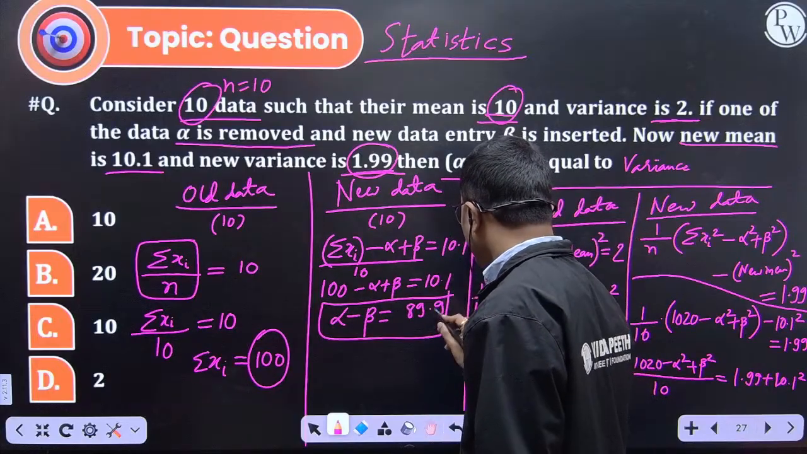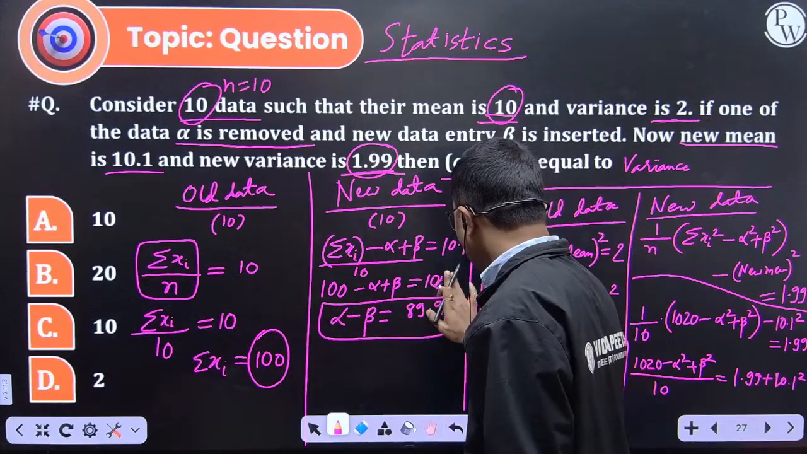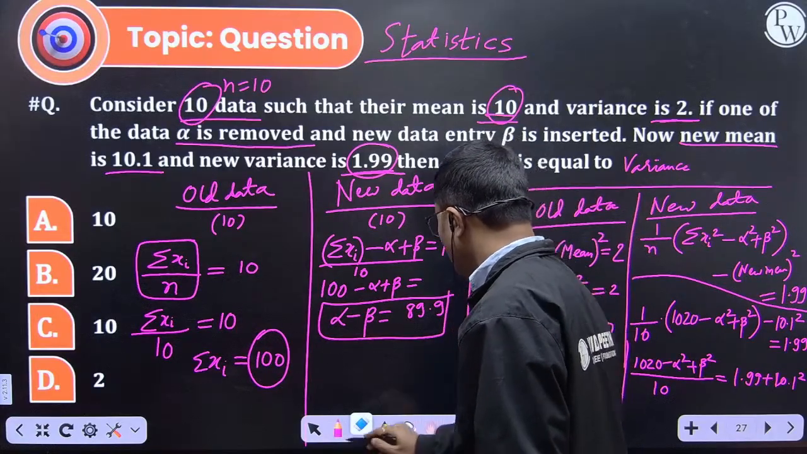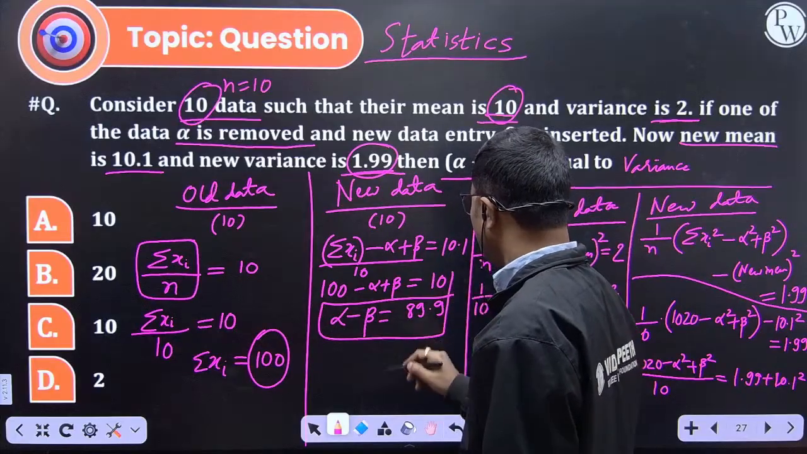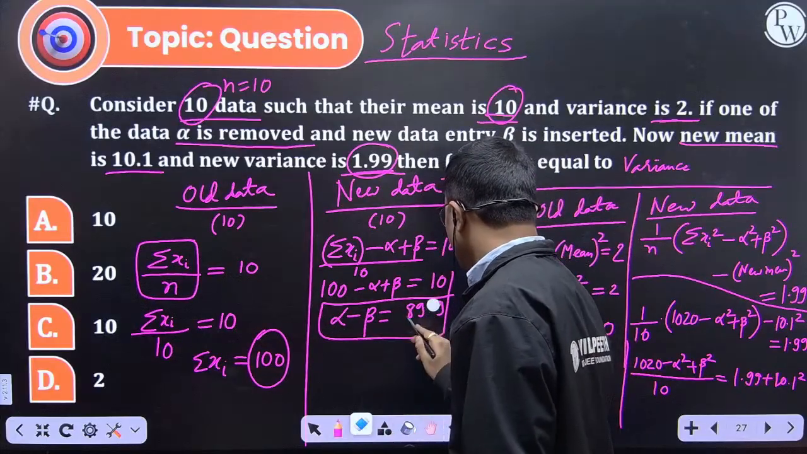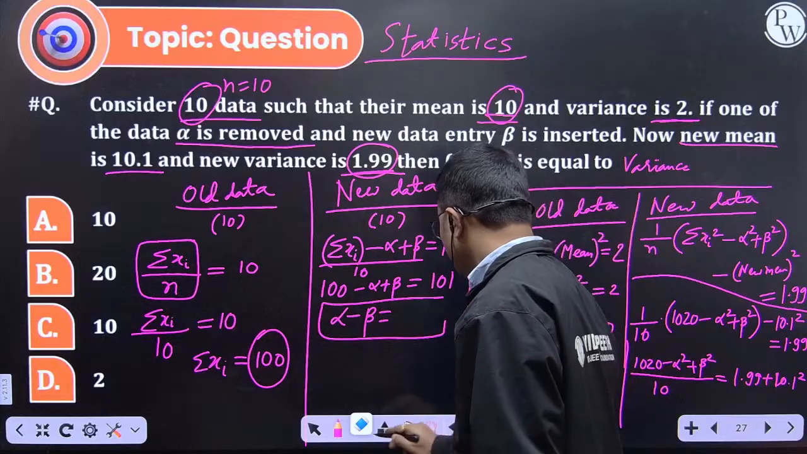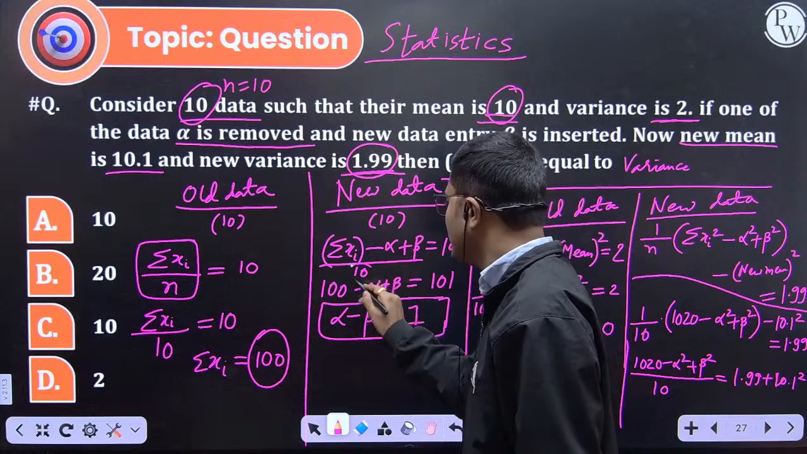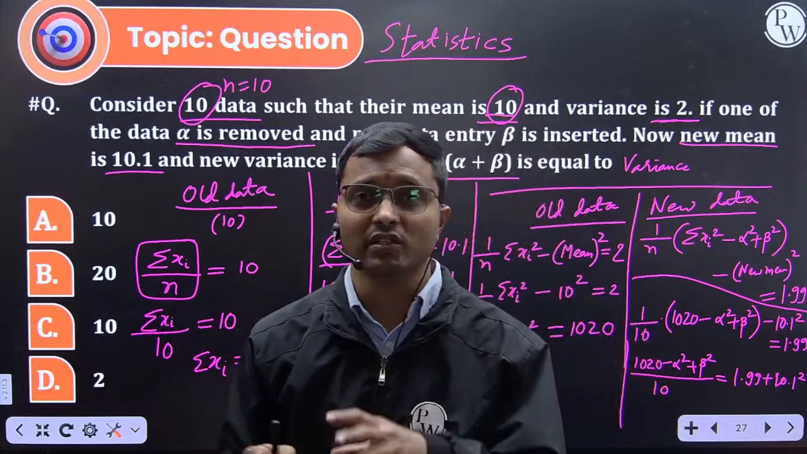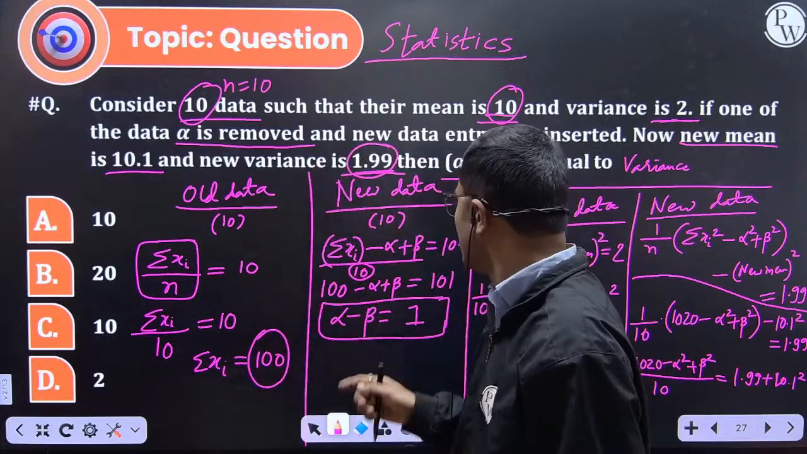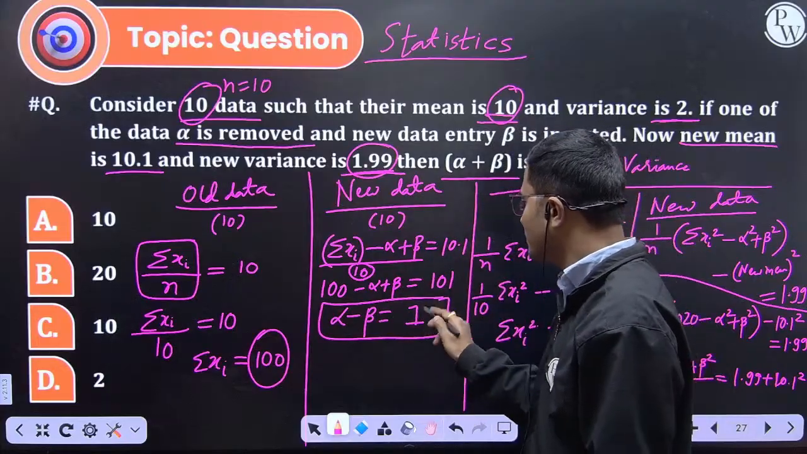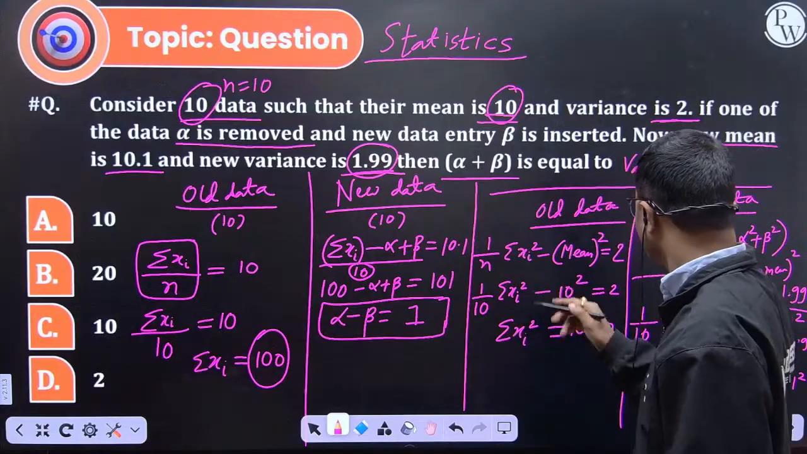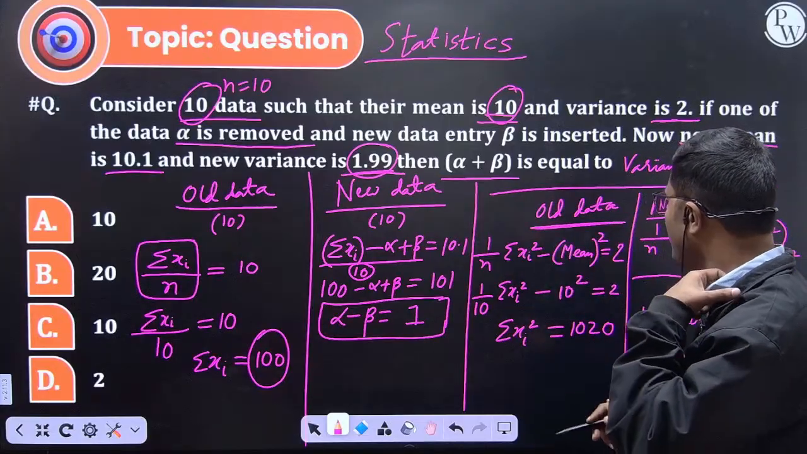So what do I get? So here this will be 101. So alpha minus beta will be 1. Okay, here we had missed the 10, because what is the mean formula? Sum of the values by number of values. So that is 101. So alpha minus beta is 1. Okay, fine. So now let us check this old data information.